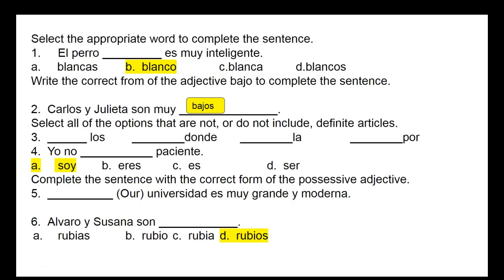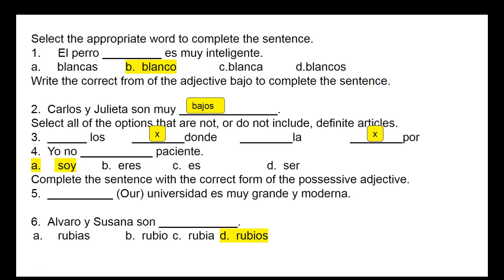So select all of the options that are not or do not include definite articles. So your definite articles are el, la, los, las. So the two that don't pertain are donde y por. Número cuatro, yo no soy paciente. I am not patient. So the ones that have the multiple choice are a little bit easier. The ones that you have to fill in can be a little bit more complicated.